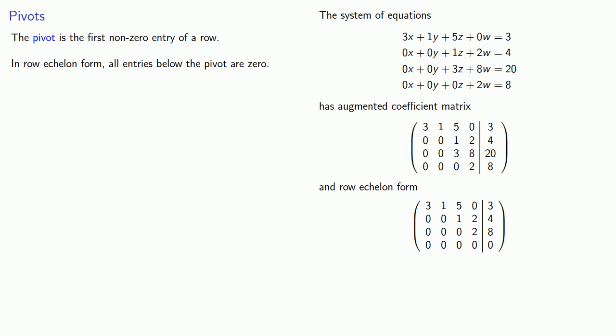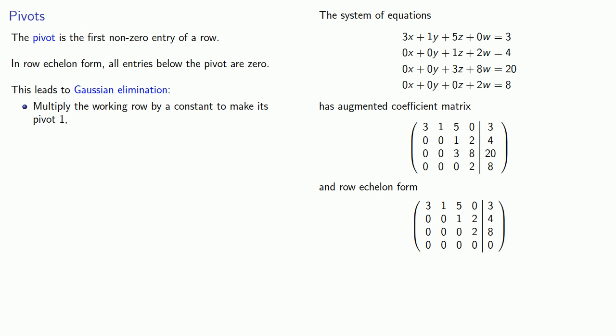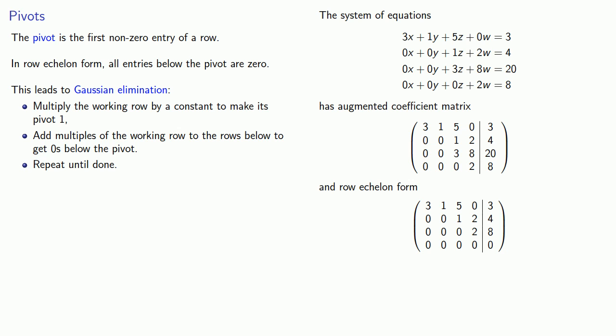This leads to a process known as Gaussian elimination. We'll have a working row, and we'll multiply that working row by a constant to make the pivot 1, and then we'll add multiples of this row to the rows below so that we can get zeros below the pivot. And we'll repeat this process until we're done and our matrix is in row echelon form. And again, remember the whole point of doing this is so that we can then use back substitution to get all of our solutions.